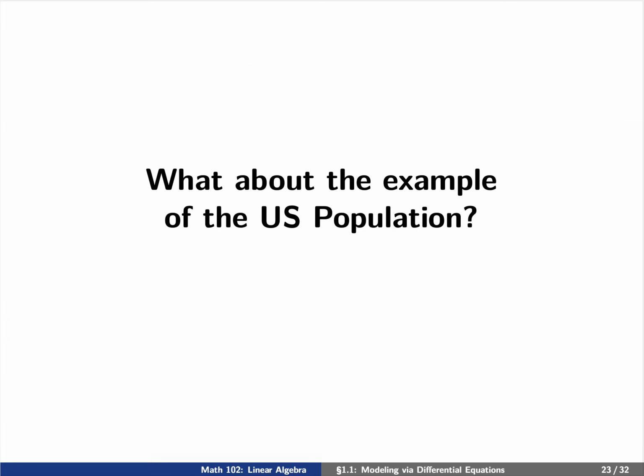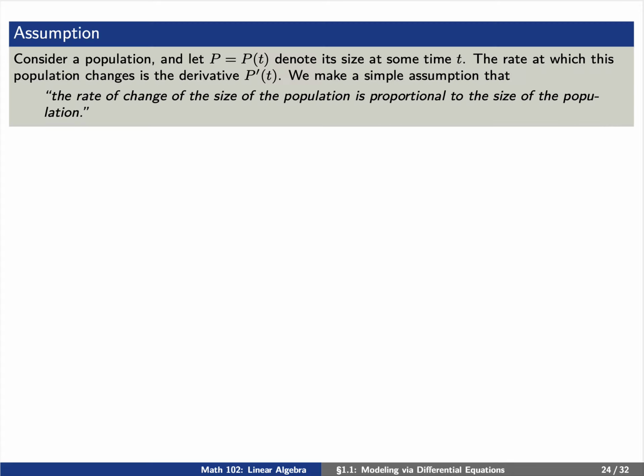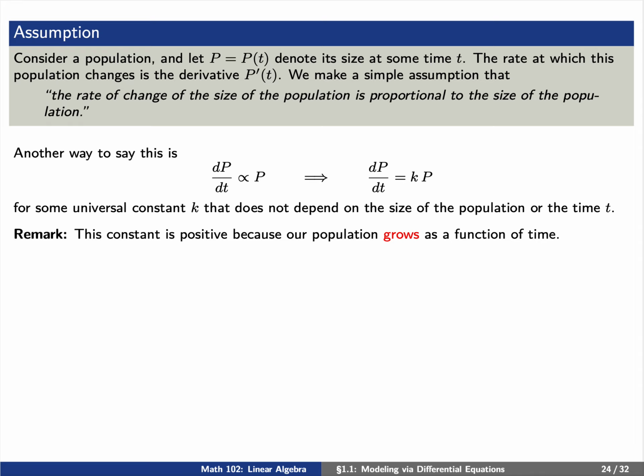Now, before we conclude today, let's go back to the example about the US population. Remember our original assumption. Let's denote P of t as the size of the population at time t. We made the assumption originally that the rate of change of the size of the population is proportional to the size of the population. Another way to say this is the derivative, that is the rate of change, dP/dt, is proportional to P. We can also write this as dP/dt equals k times P for some constant k.